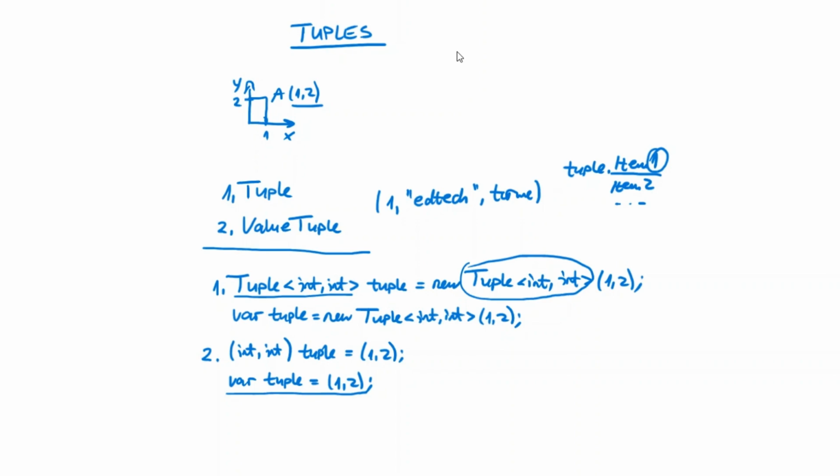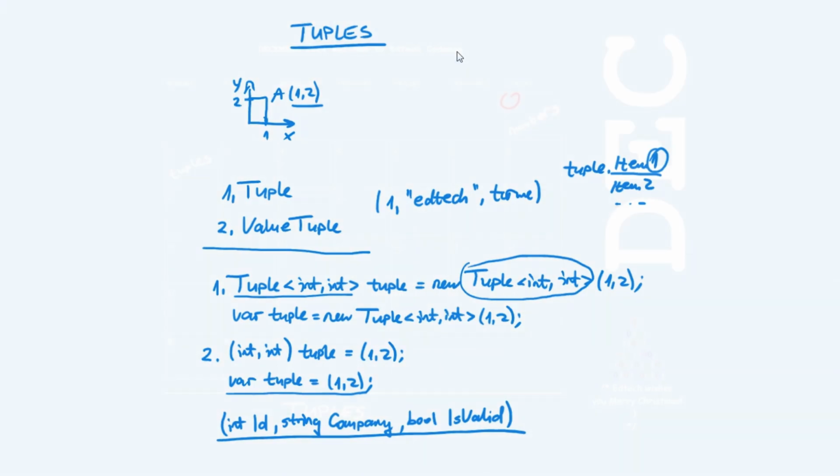For value tuple, we can introduce manual naming, except for the default one. For example, if we have integer, which represents some ID, string that represents company, and bool that represents is valid. So it can be easier to understand what is represented by which value.